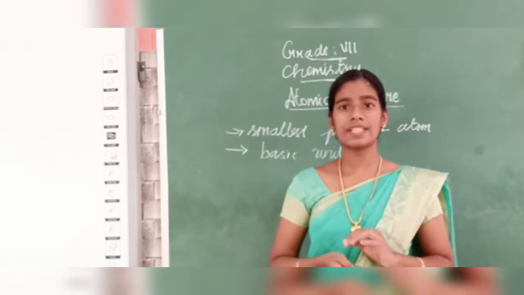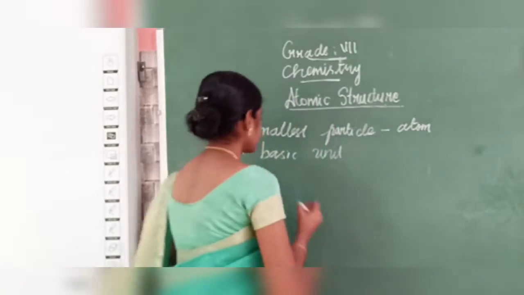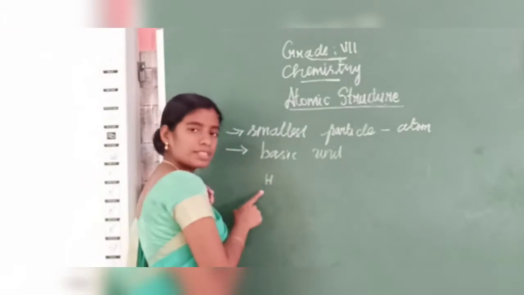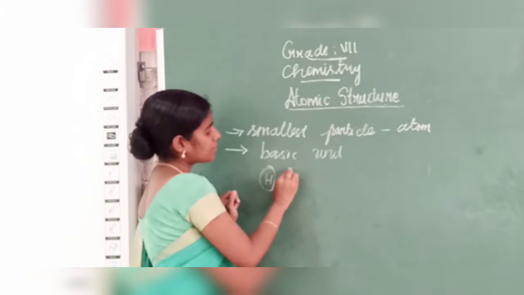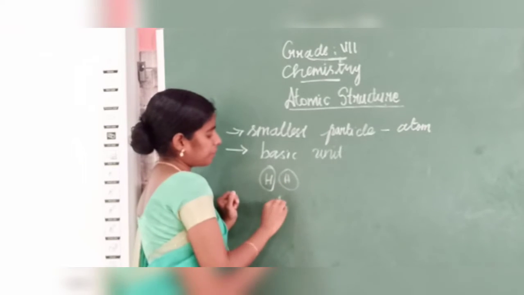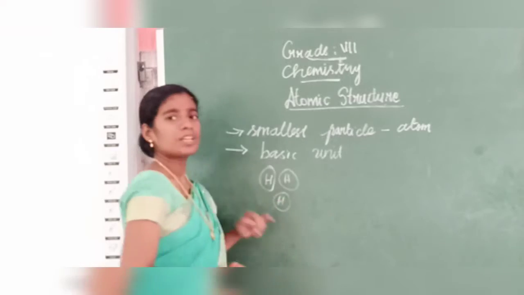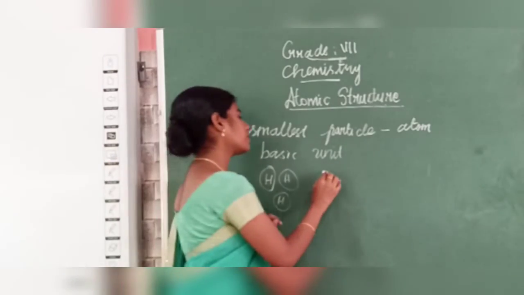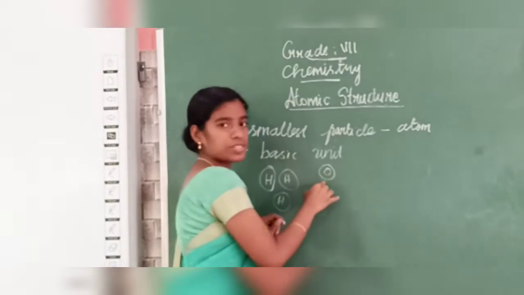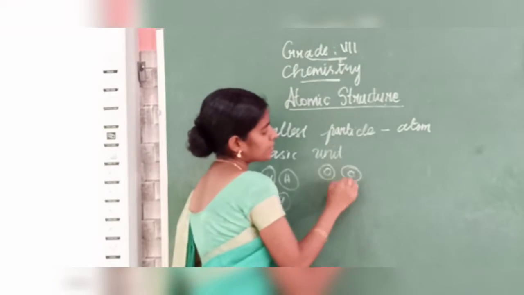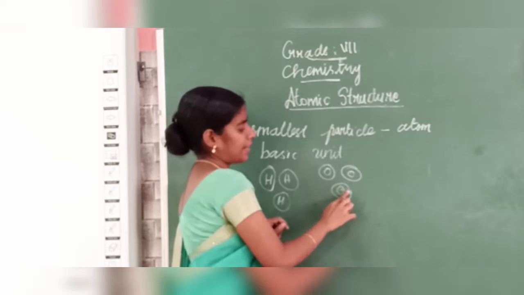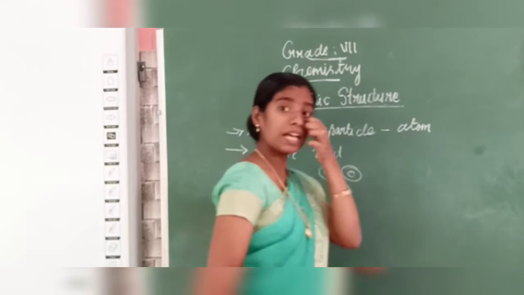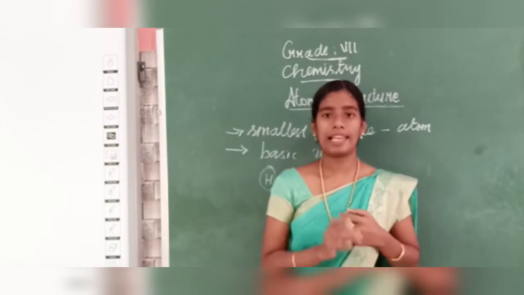Now, how do we represent an atom? This is a hydrogen atom. This is another hydrogen atom. This is another hydrogen atom. Like this we can say. This is an oxygen atom. This is another oxygen atom. This is another oxygen atom. So, atom is a basic element.